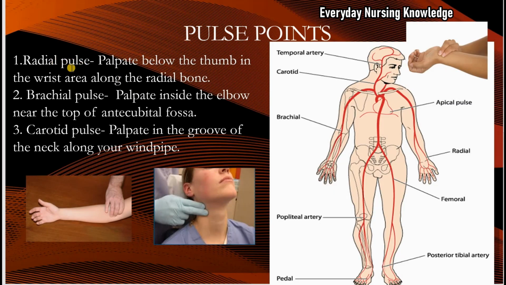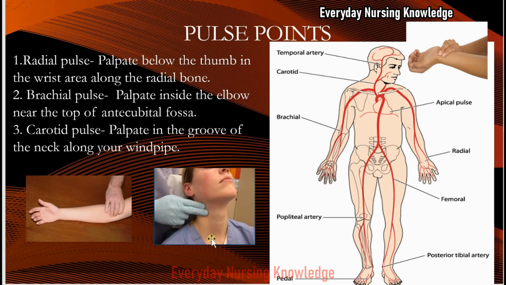Now, the first is radial pulse. The radial pulse is palpated below the thumb and it's in the wrist area along the radial bone. You can tell the patient to extend the arm and palpate below the thumb area. Second is brachial pulse. The brachial pulse is palpated inside the elbow. So it's palpated inside the elbow near the top, at the top of the antecubital fossa.